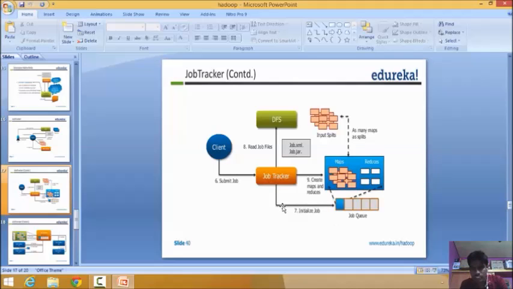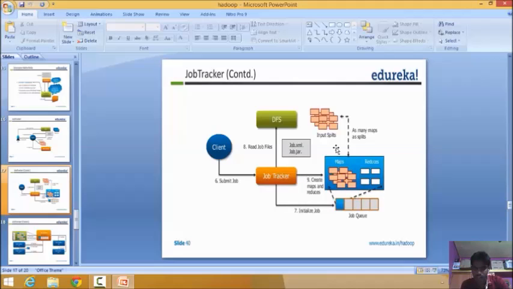The job tracker initializes the job in the job queue. There is something called a job queue. Whatever jobs are assigned by the job tracker are stored in the job queue. From the job queue, each and every piece of data is processed. The files that are required for performing the job are obtained from the Hadoop distributed file system.